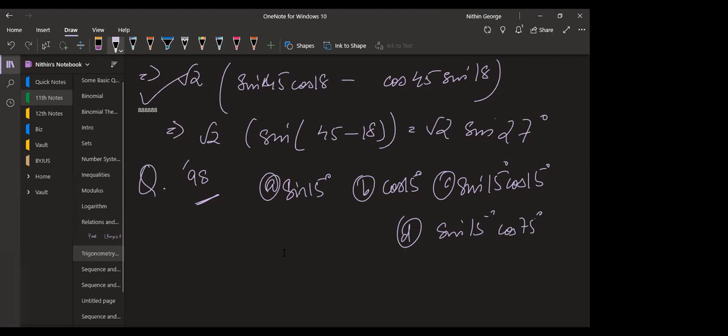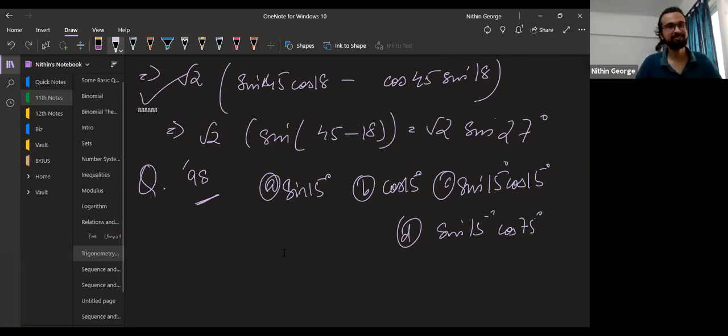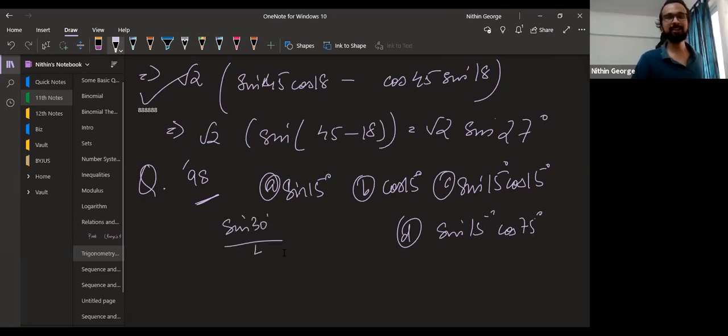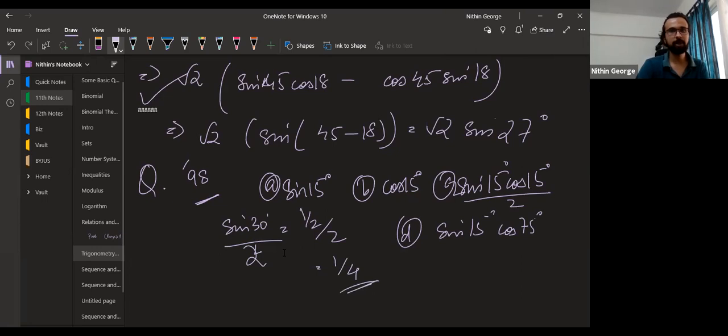So sin 15 cos 15. Multiply and divide by 2, you get 2 sin 15 cos 15 divided by 2. And 2 sin theta cos theta is sin 2 theta. That's why you get sin 30 by 2. And sin 30, as you already know, is 1 by 2, divided by 2, which is 1 by 4. And this becomes rational.